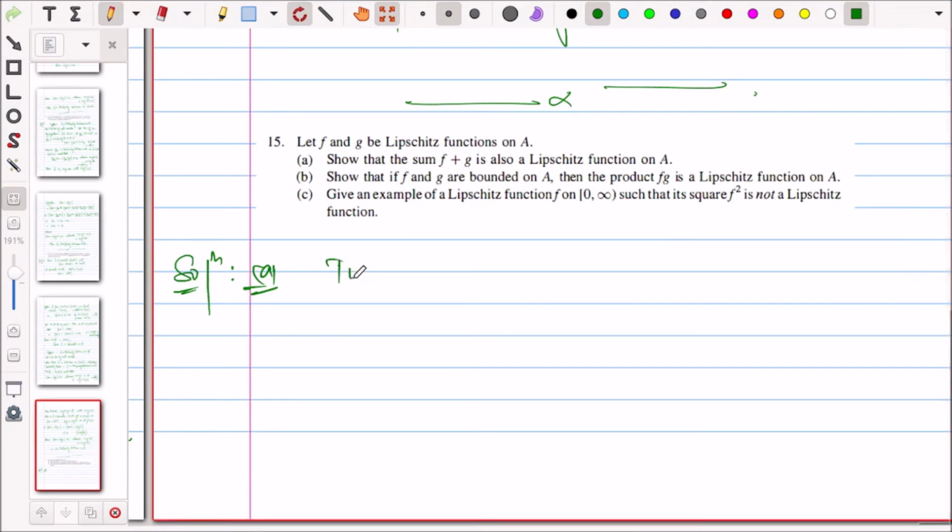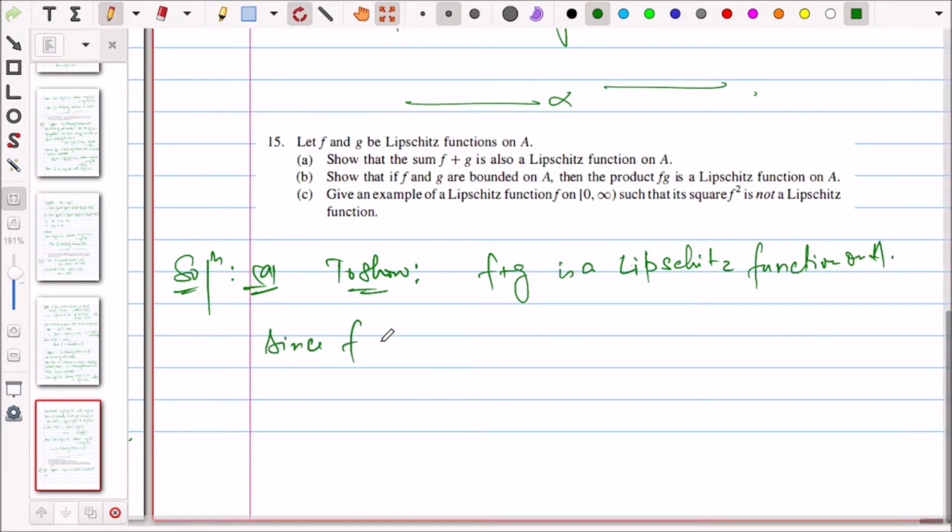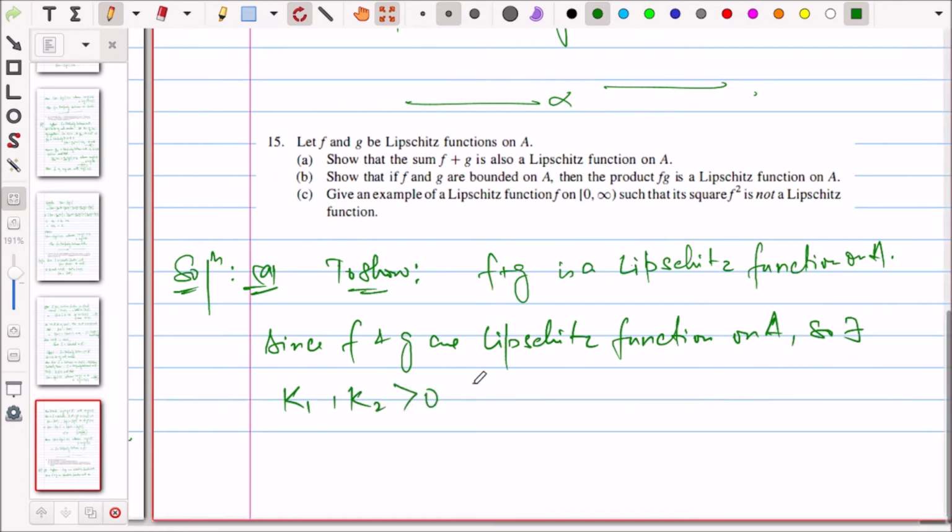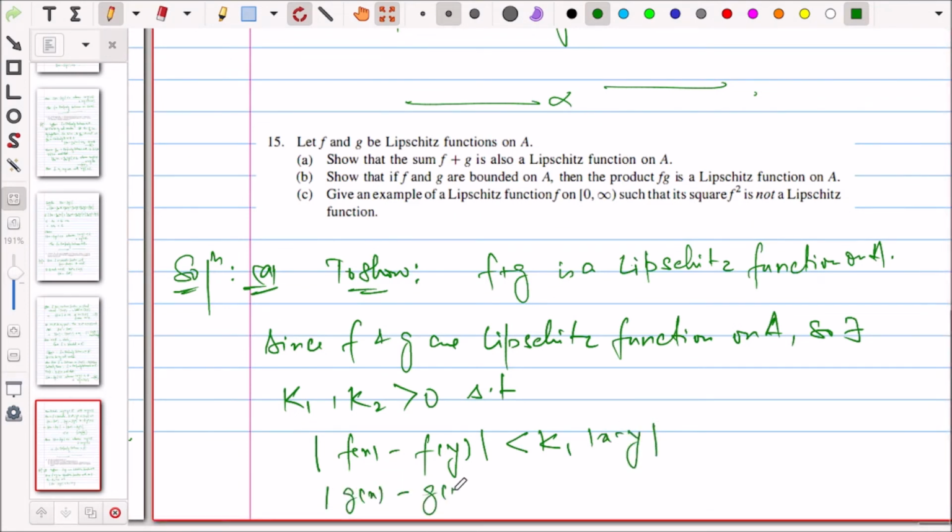So to show f plus g is a Lipschitz function on A. Since f and g are Lipschitz functions on A, there exist k1, k2 greater than 0 such that |f(x) minus f(y)| is less than or equal to k1 times |x minus y| and |g(x) minus g(y)| is less than or equal to k2 times |x minus y| for all x, y belonging to A.